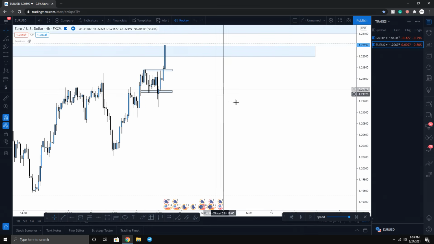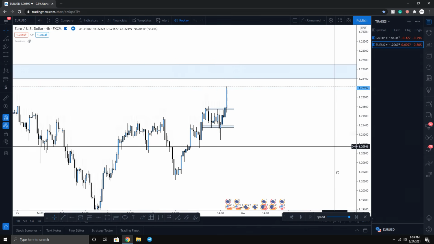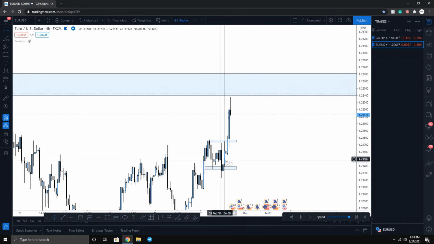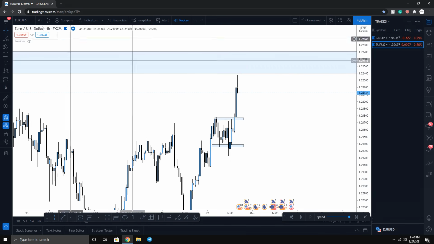Now this one obviously did not play out. As we can see, it completely brushed past that level, blasted past it. We still have our second level, which is right over here. We can see automatically after the sellers got stopped out, the market came into this level and showed us rejection.